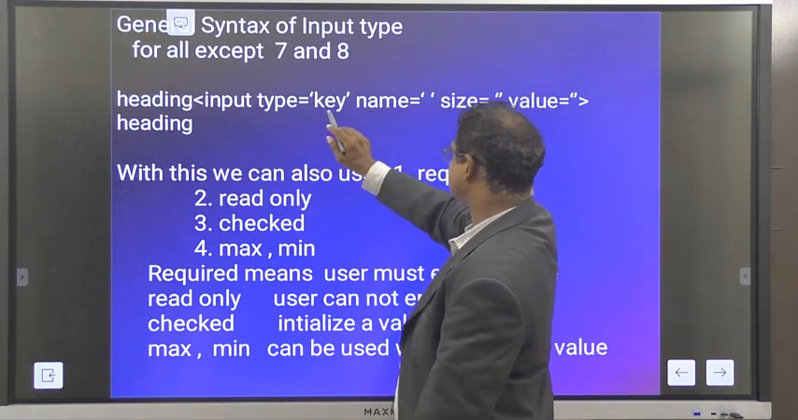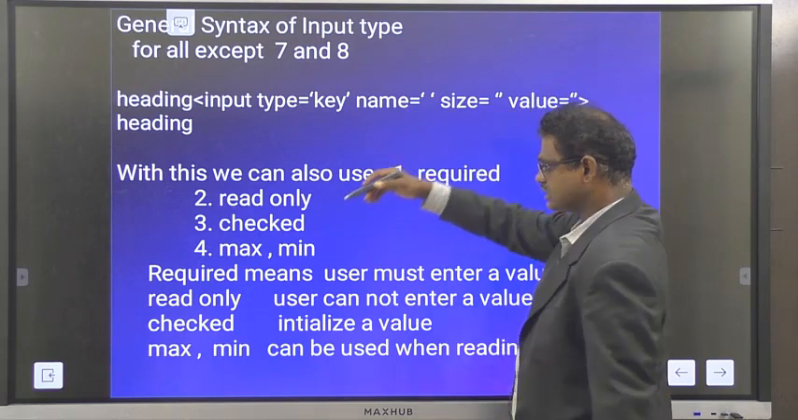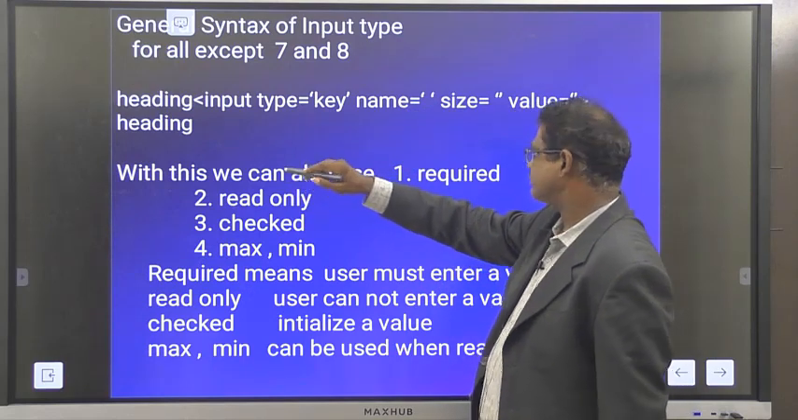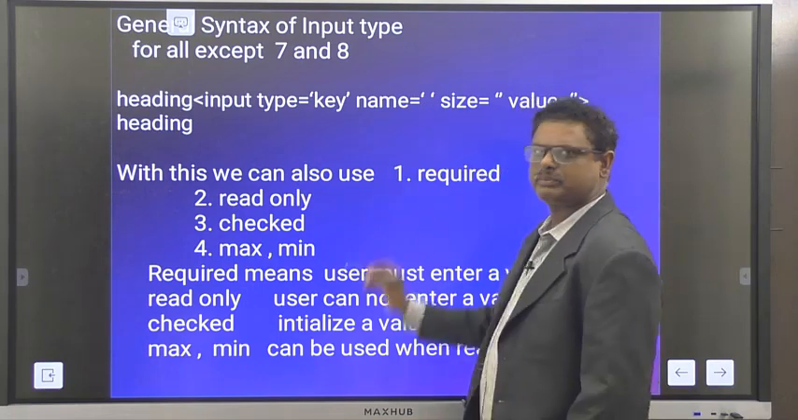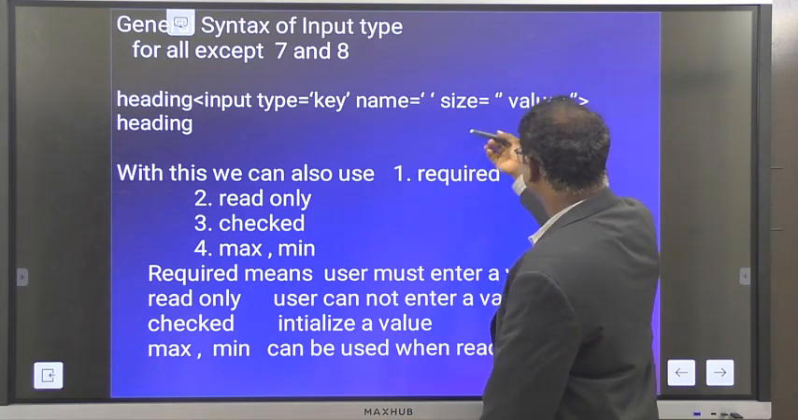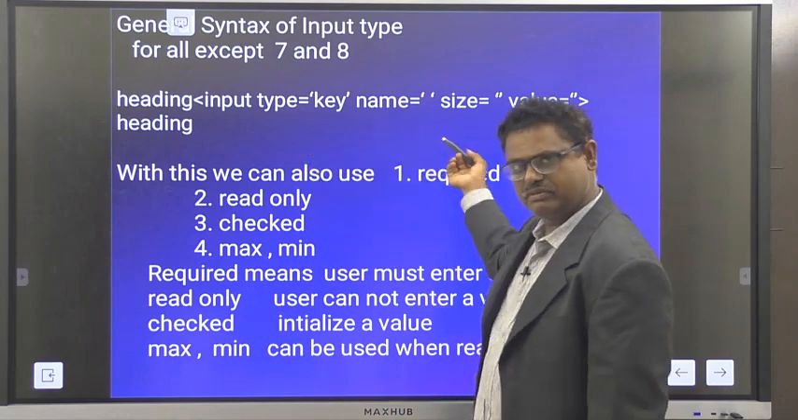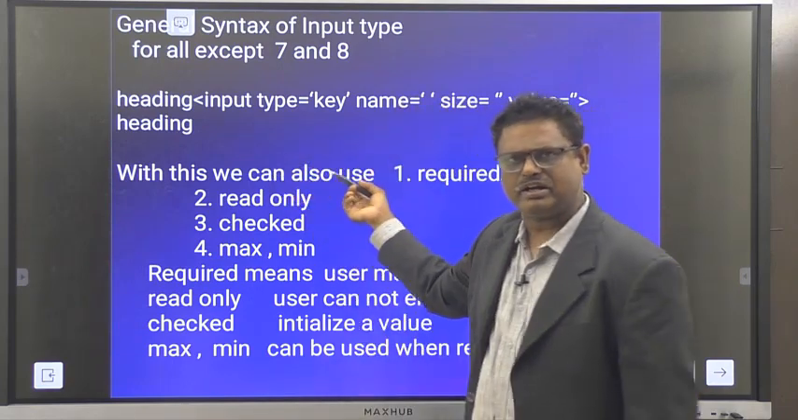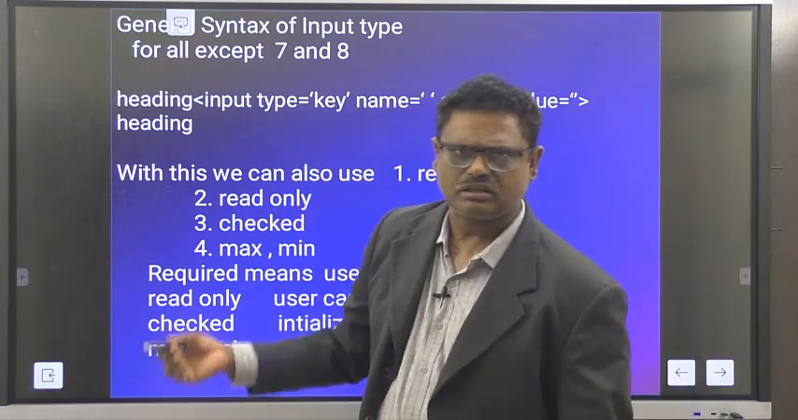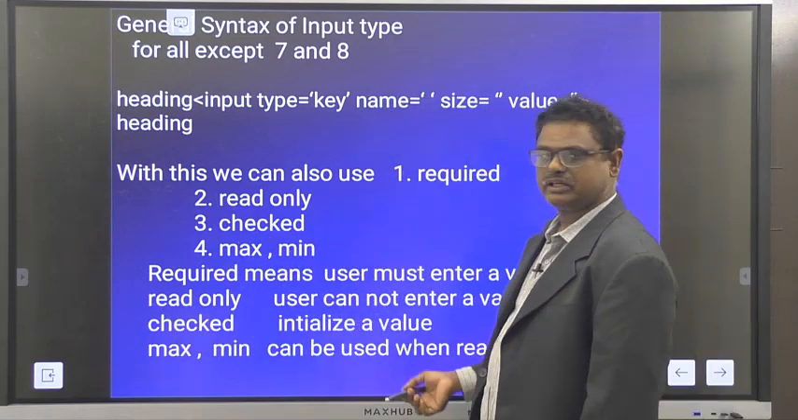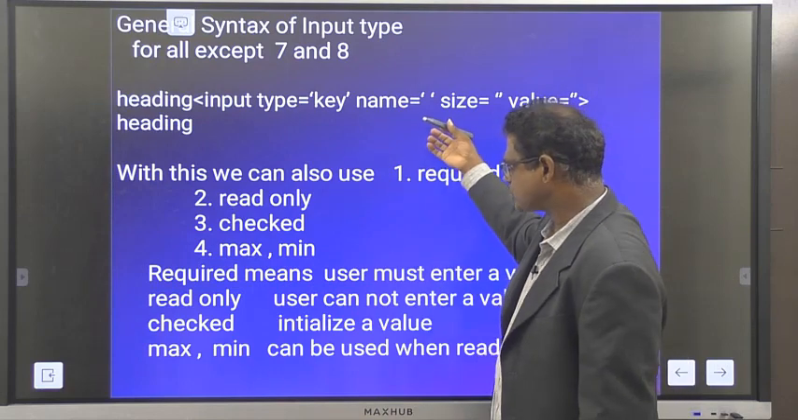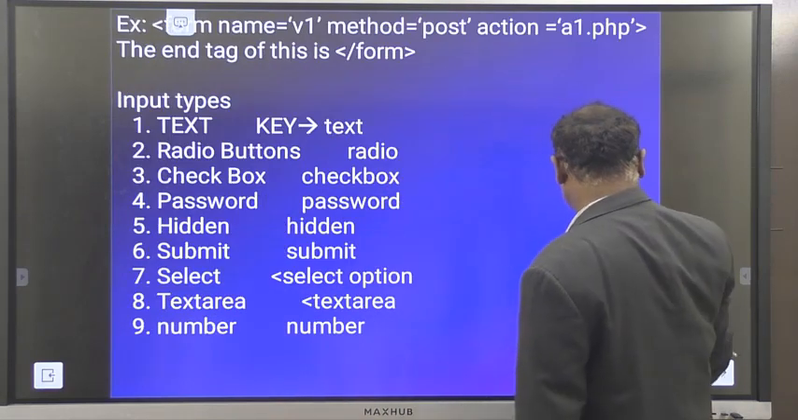See, input type is equal to a key, that is radio, text, number, something like that. Name, some name has to be mentioned, size and value, and there are many more, required, select, checked, something like this. There are properties, and those properties also we will see in the next.